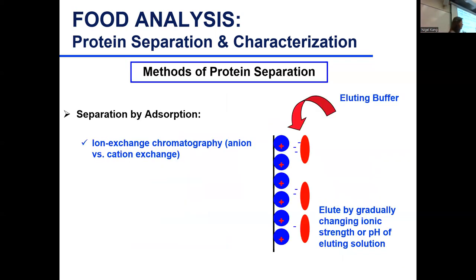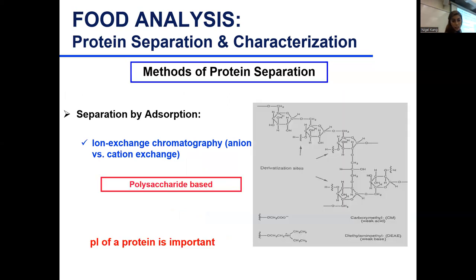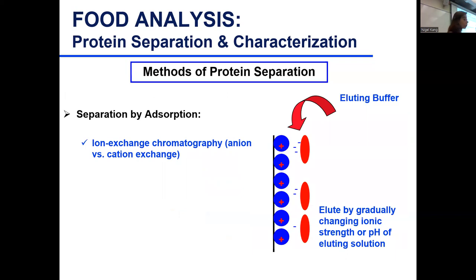Another method here. This slide is really important. This is based on ion exchange chromatography. And the principle is absorption. So no more solubility. It's based on absorption of protein to a surface. So with ion exchange chromatography, we have a polymer, we have a surface. And then we have our protein and buffer. So we have three main elements.